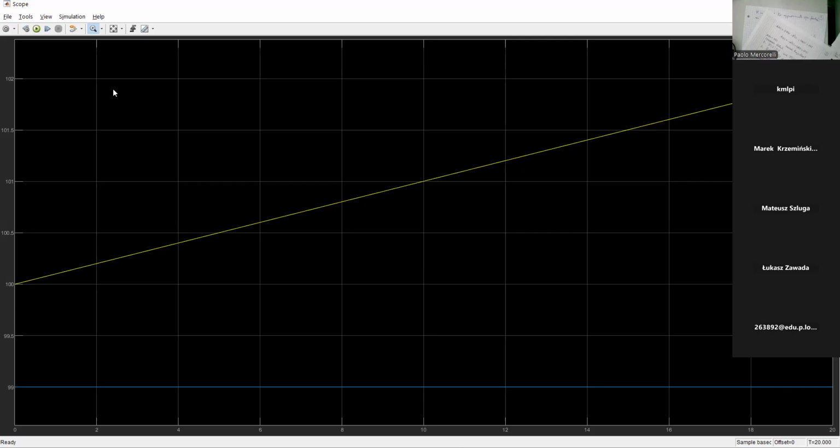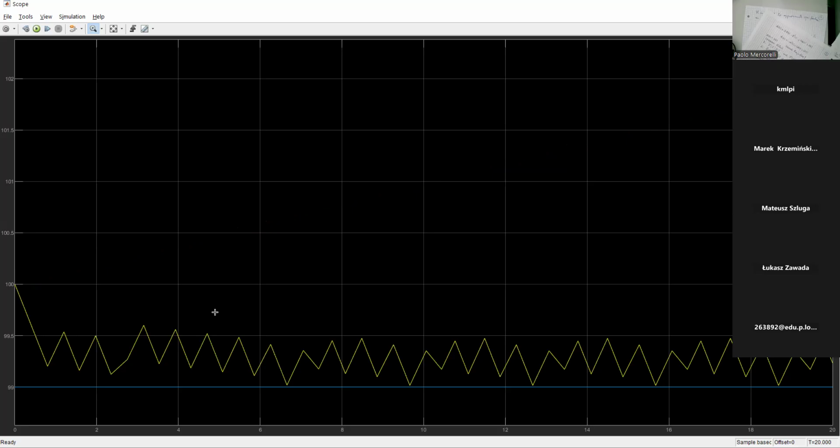Okay, let me now put the stability factor 2. I put factor 2. Let me show you with the factor 2. We will converge a little bit. We need more time, of course. Converge.